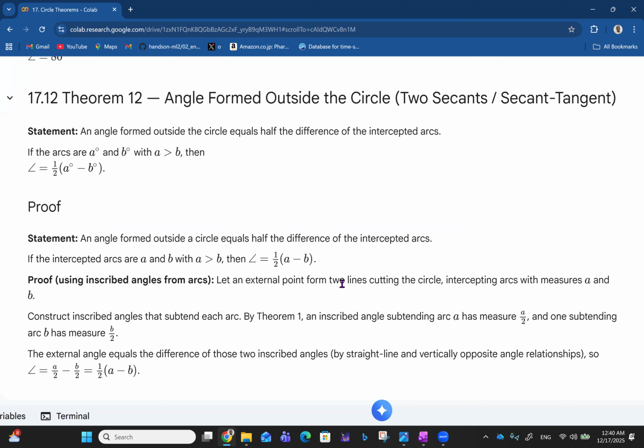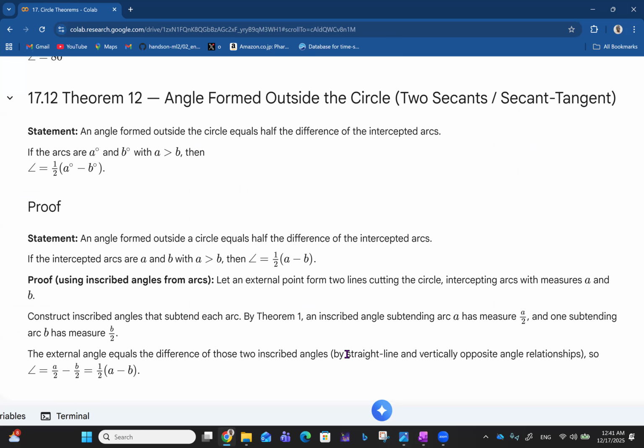Let an external point form two lines cutting the circle, intercepting arcs with measures A and B. So construct inscribed angles that subtend each arc. By theorem 1, an inscribed angle subtending arc A has measure A over 2, and one subtending arc B has measure B over 2. It's a bit related to what we just did. So the external angle equals the difference of the two.